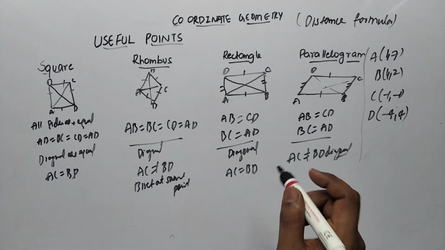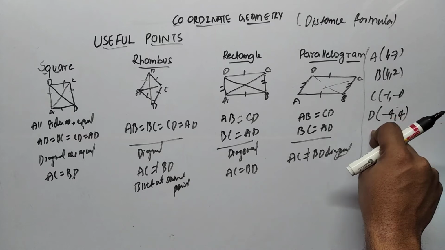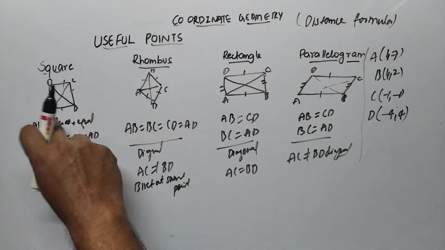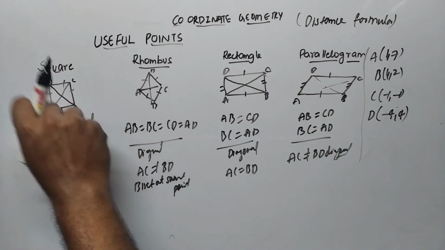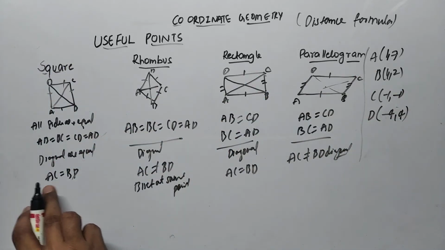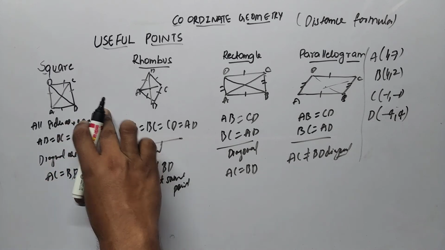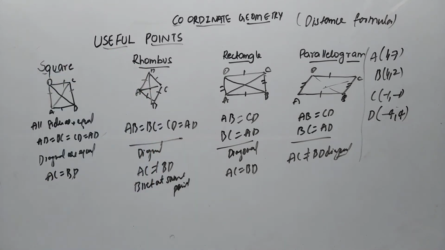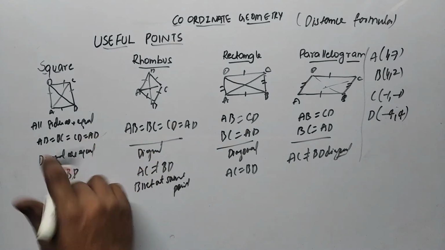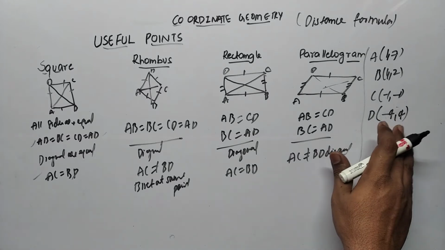If you want to prove that these 4 points form a square, you need to prove that the distances AB, BC, CD and AD, all 4, are equal, and also that the diagonals are equal. If both conditions are verified, you can say that the given 4 points form a square.